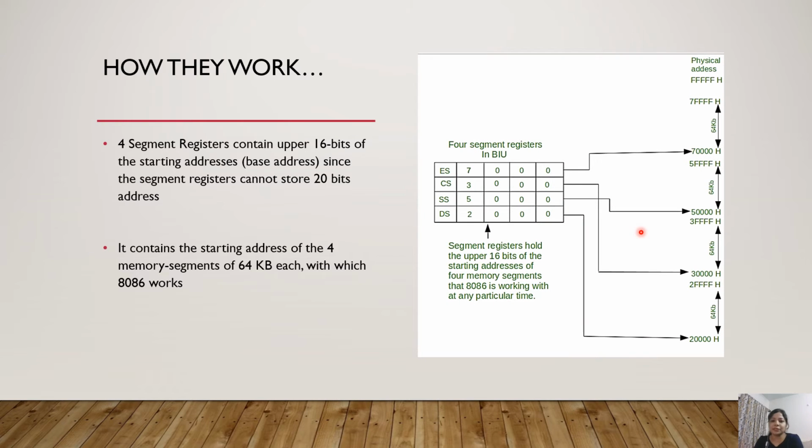So now this is the partial image of how the segment registers actually hold the address. For example, we have 4 values for the addresses. The segment registers actually contain the upper 16 bits of the starting address, the base address, because they cannot actually store 20 bits of address. So this 16-bit address is passed into the segments where they're converted into physical address.